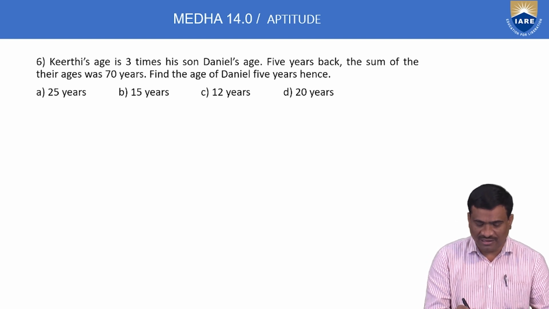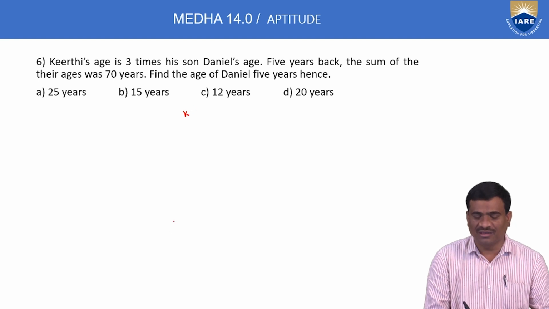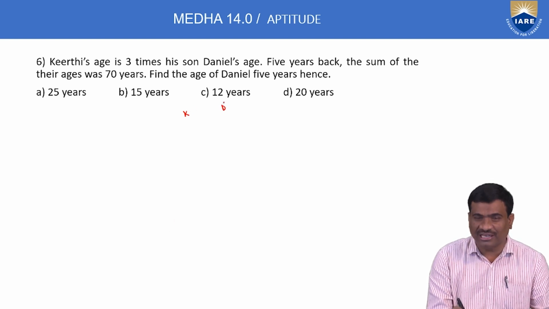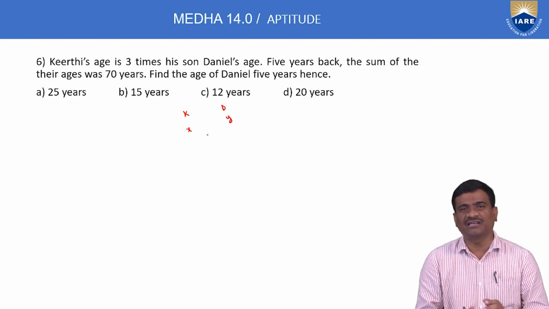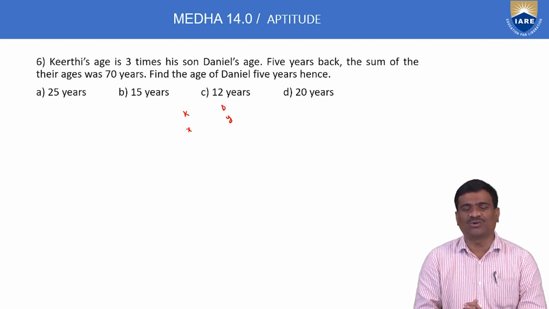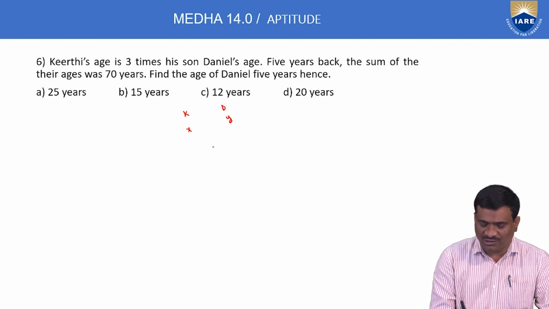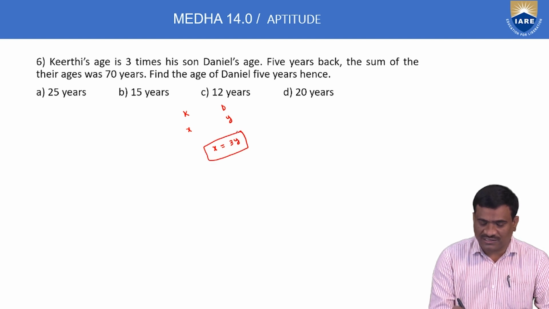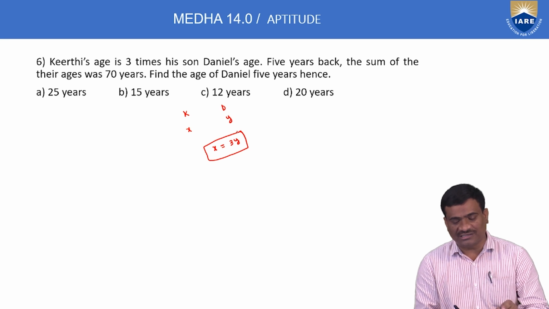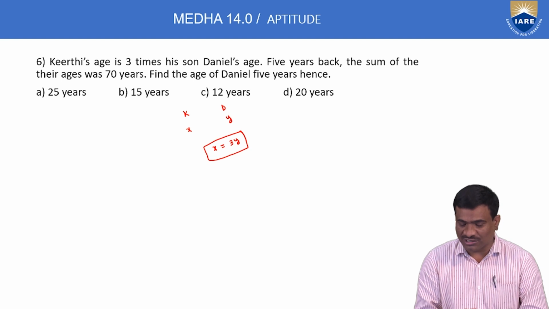First example, assumption. Let Kirti present age is equal to K, Daniel present age is equal to D, or in terms of X and Y, here Kirti present age is equal to X, then Daniel present age is equal to Y. First statement, number of times is equal to 3, then X is equal to 3. This is called first statement. Kirti age is 3 times his son's age: X is equal to 3y.